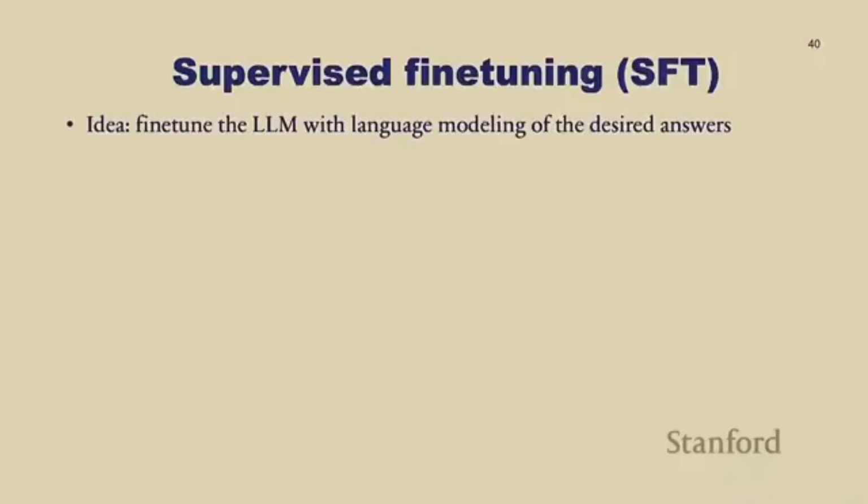Okay, SFT. Supervised fine-tuning is really exactly what I just said, which is the idea of fine-tuning the large language model on the desired answers that are collected from humans. So why is it called supervised fine-tuning? Because you basically want to do language modeling on the real answers. Language modeling is this next word prediction, and that's the fine-tuning part. And then you want to do it on desired answers given by humans. So that's why we call it supervised.